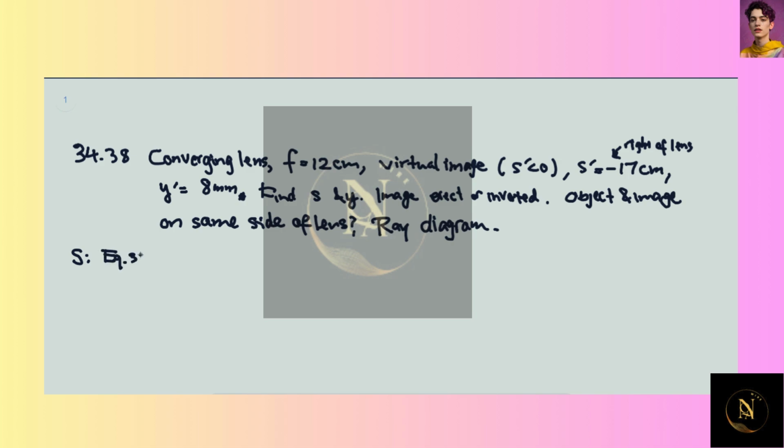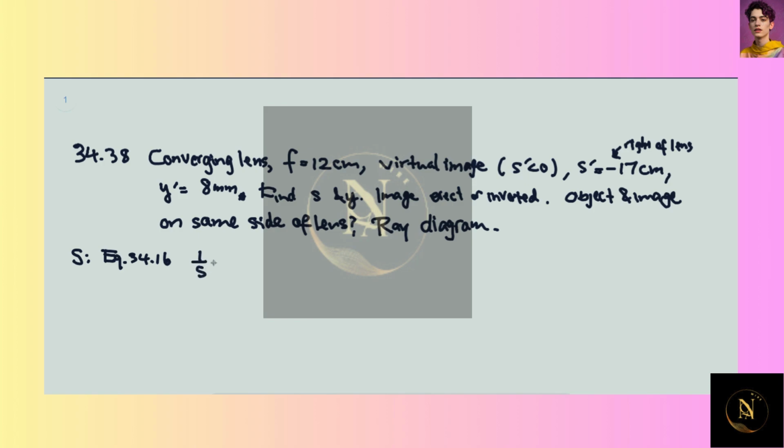We're told that the height of the image y prime is 8 millimeters, and we're asked to find the object distance and height, which are labeled by s and y respectively. And we're asked if the image is erect or inverted, if the object and the image are on the same side of the lens, and also we're required to draw a ray diagram.